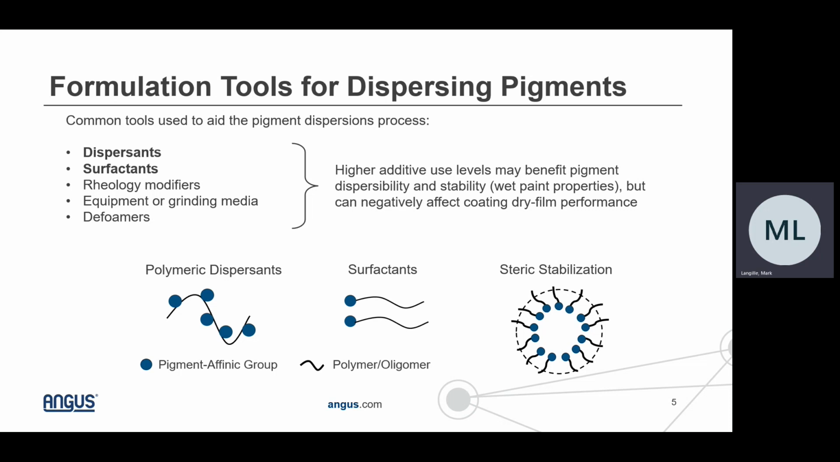There are other tools as well, such as rheology modifiers that can be used to adjust the energy transfer from a dispersing blade to the pigment particles. In other words, a higher viscosity grind is typically more efficient at dispersing pigment particles. There's also a host of tools and equipment that can also help.